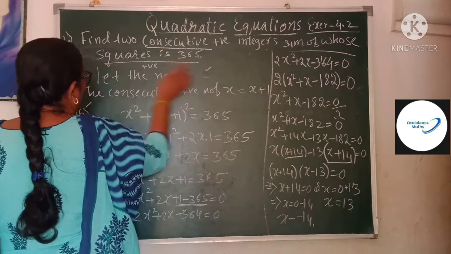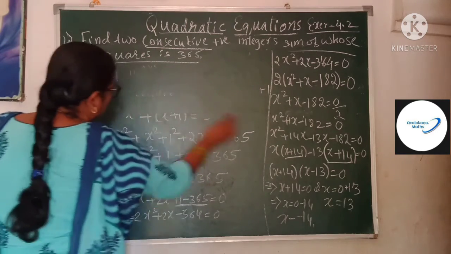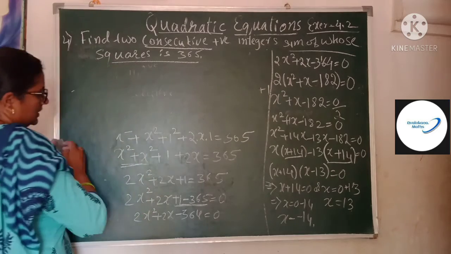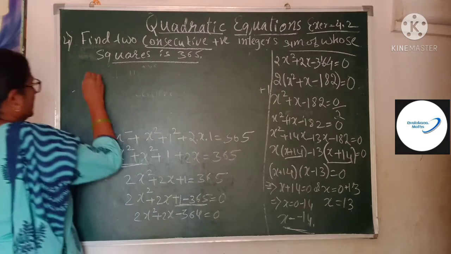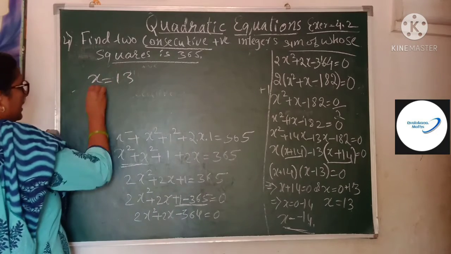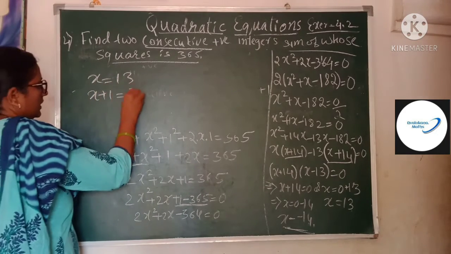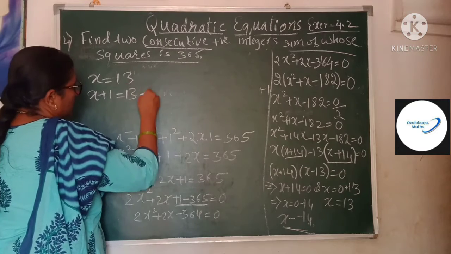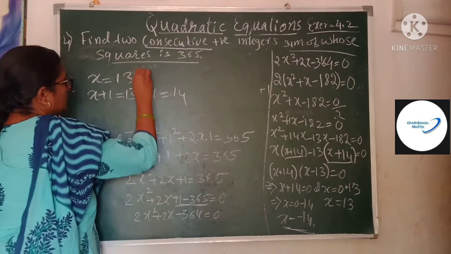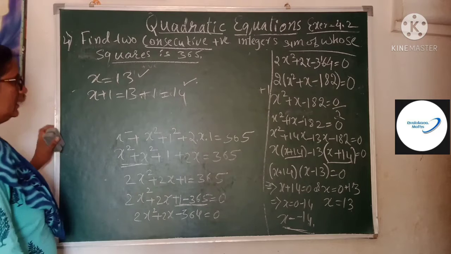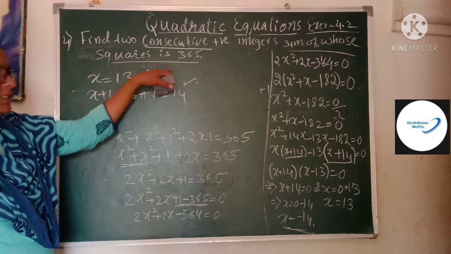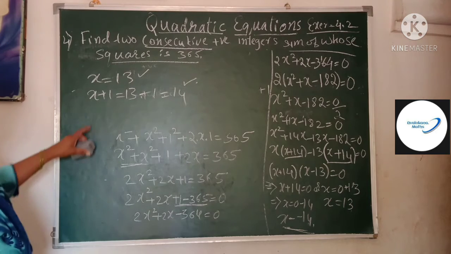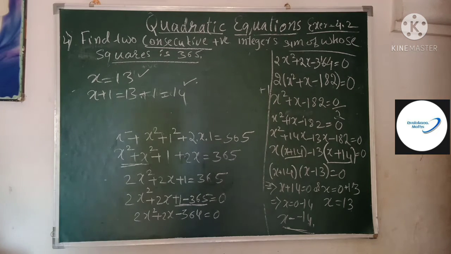So what are we taking here? Positive numbers. Therefore the two numbers are 13 and 14; this one, −14, we will not take because it is minus. So x = 13, and x + 1 is 13 + 1, that is 14. So these are the two numbers. Therefore the two positive numbers are 13 and 14 satisfying this condition. Hope you people understood this way.